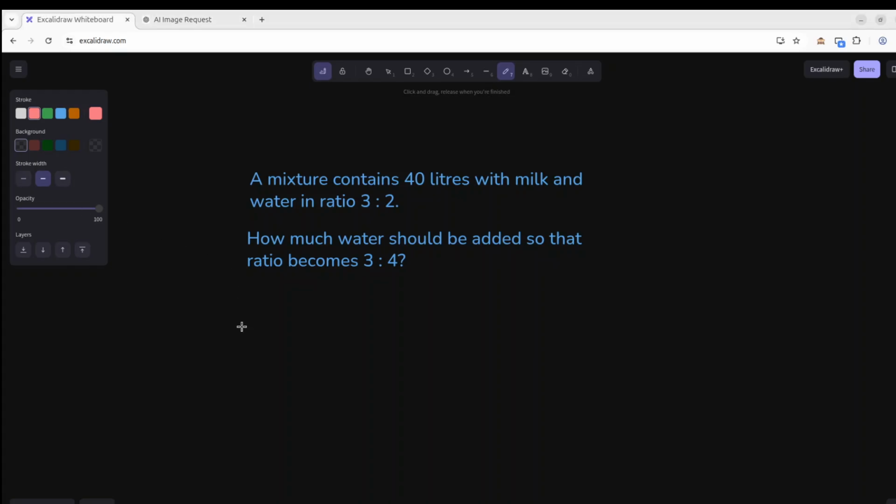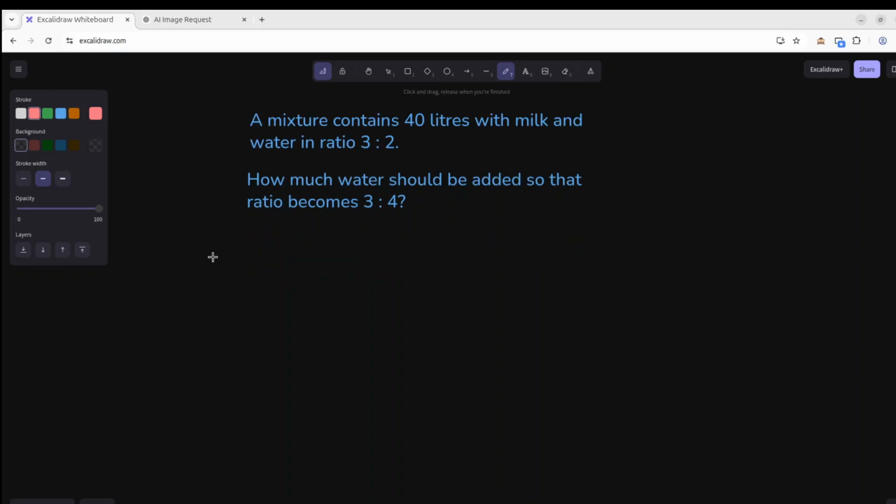Now let us continue with another question. A mixture contains 40 liters with milk and water in the ratio 3 is to 2. How much water should be added so that the ratio becomes 3 is to 4? So what is given? Mixture contains 40 liters with milk and water in the ratio 3 is to 2. This is milk, this is water.